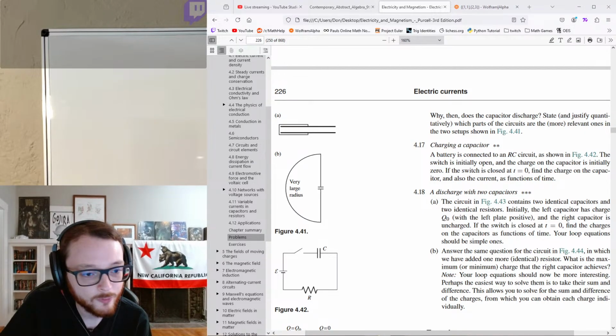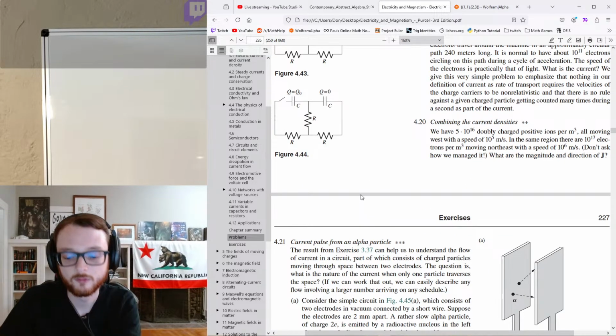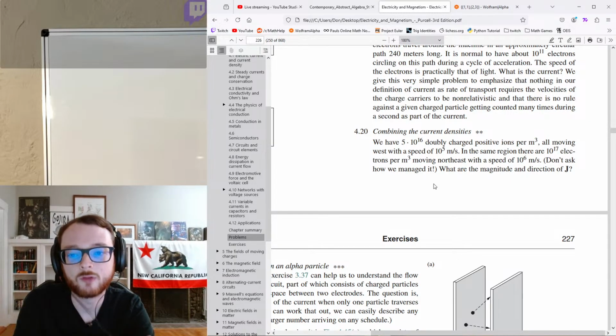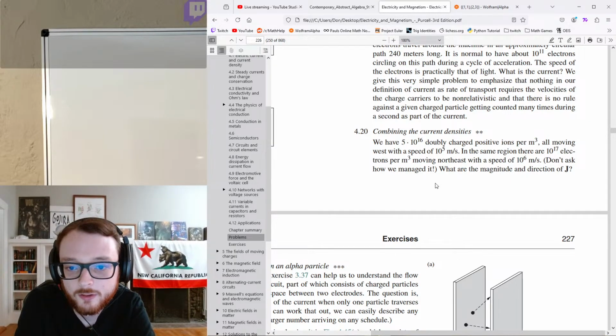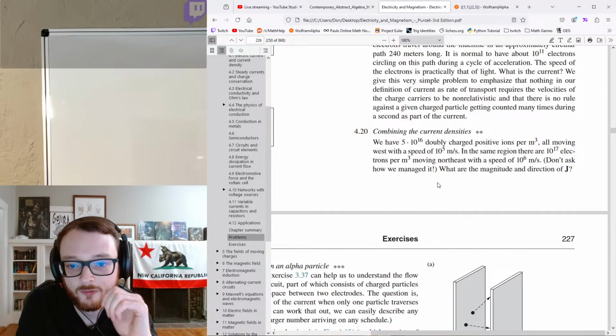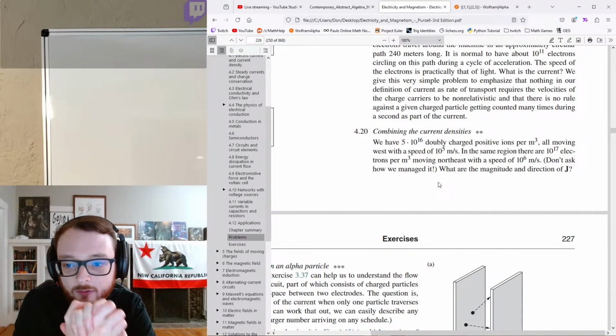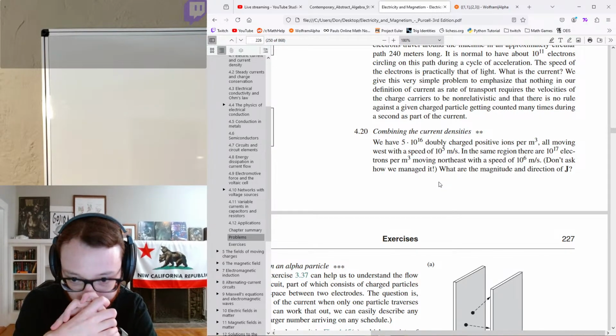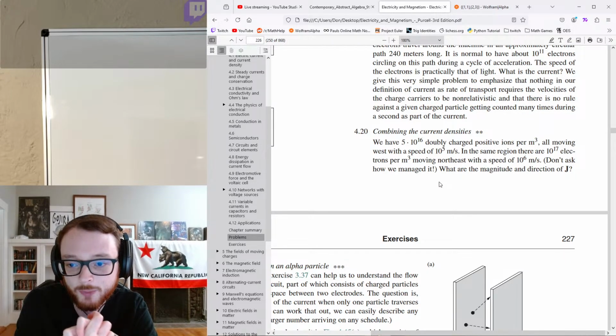Actually, maybe we'll go to the second part. So 20. What was 20? We have 5 times 10 to the 16 doubly charged positive ions per cubic meter. Doubly charged positive ions. So they're 2e. All moving west with a speed of 10 to the 5th meters per second. In the same region, there are 10 to 17 electrons per cubic meter moving northeast with a speed of 10 to the 6th meters per second. Don't ask how we managed it. Fair. What are the magnitude and direction of J?